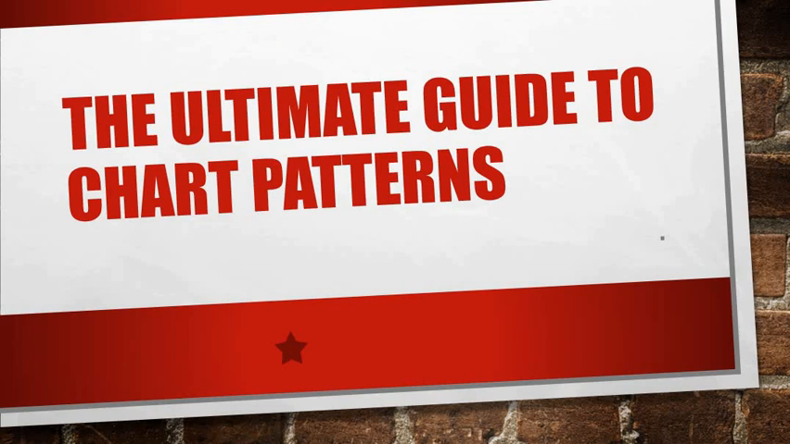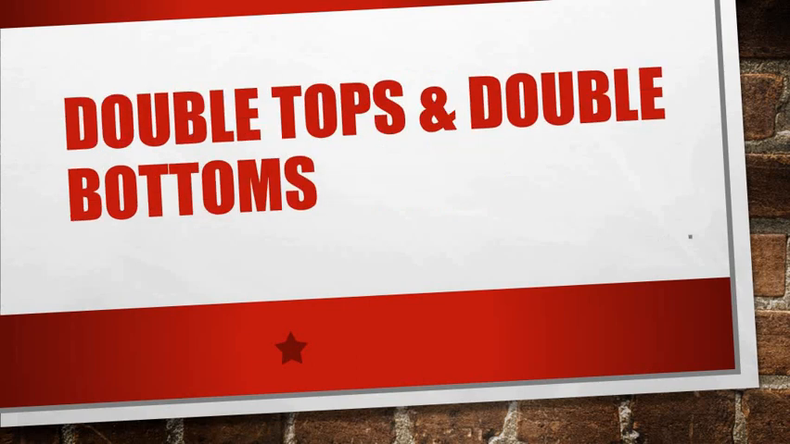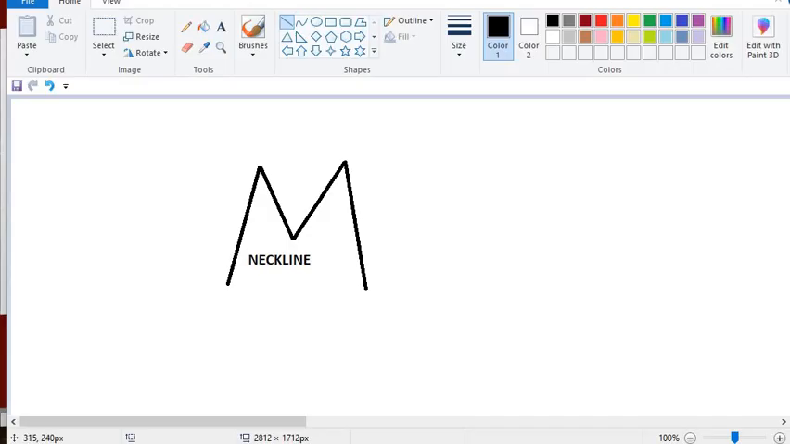So we will start from the traditional double tops and double bottoms. First I will show you a double top illustration and its example on the chart. This is the first high the market made, and then the market was unable to break this high and made a double top. This area is called the neckline.